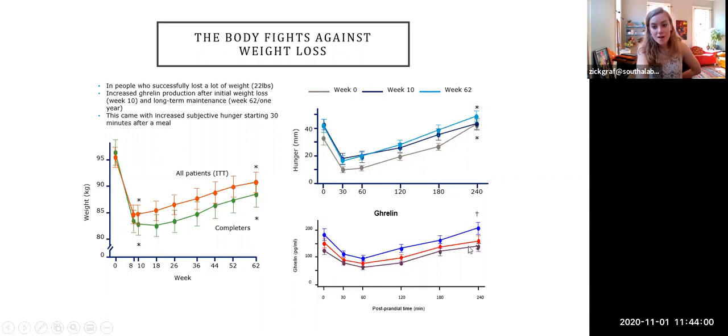So before weight loss, they produced less ghrelin after a meal than they did after weight loss. The red line is immediately after their weight loss, so week 10 after a 10-week weight loss program. And the blue line is a year after their weight loss. So even a year later, their body still hasn't adapted to this new lower weight. Their body is still producing more and more ghrelin after a meal, which increases their subjective feeling of hunger and their drive to eat.